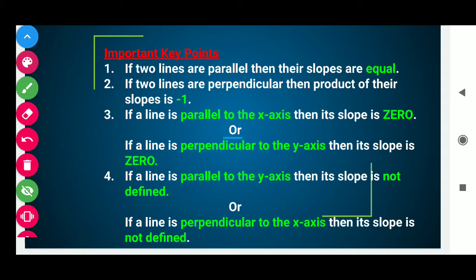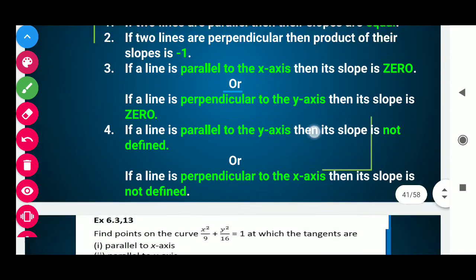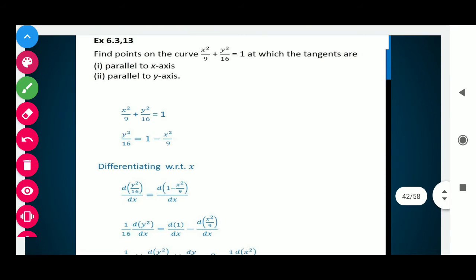Now here is the fourth part. If a line is parallel to the y-axis, that means if we draw a line which is parallel to the y-axis, then its slope is not defined. Students, we can also say that if the line is perpendicular to the x-axis, then its slope is not defined. So students, these are really very important points which you have to remember, and we will use these in further questions.